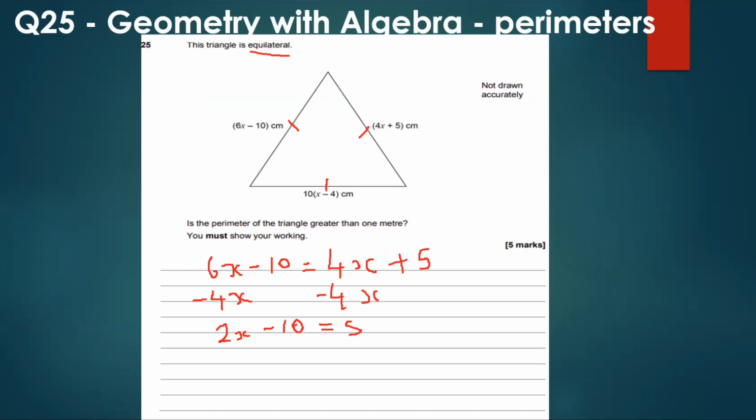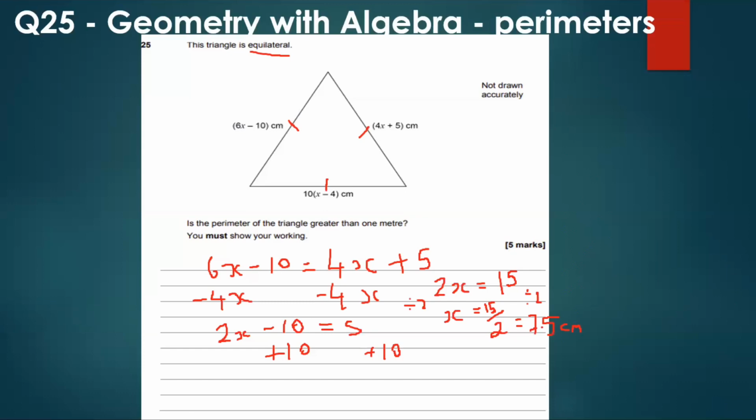Adding 10 to both sides, I'm going to get 2x is equal to 15. So 2 times x equals 15. Therefore, dividing both sides by 2, x is going to equal 15 over 2, which is equal to 7.5 centimeters, guys. So that is the value for x.